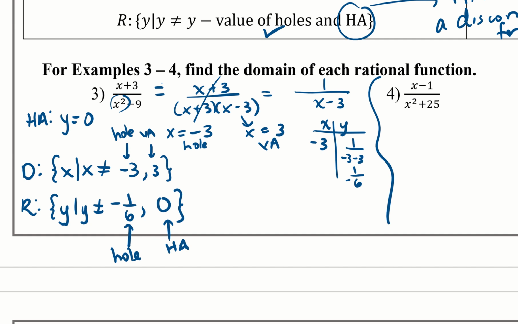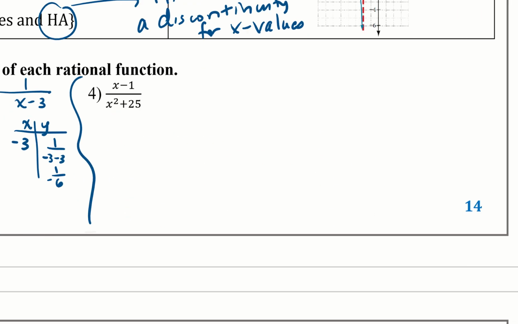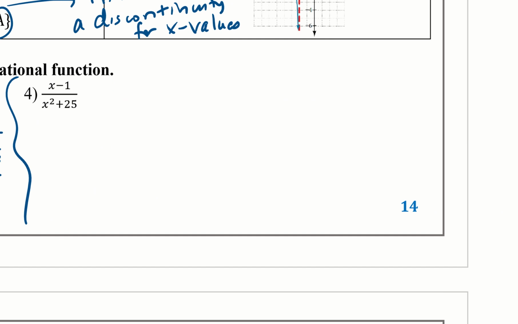Well, let's take a look at this next one. I would want to start by factoring if I could, but this doesn't factor with real numbers. And when we're talking about domain and range, we're going to really be interested in the real numbers only. I'm not going to be interested in imaginary numbers like I would be for zeros. So I'm going to go ahead and not worry about the fact that this could only factor with imaginary numbers. I'm not going to factor it at all.